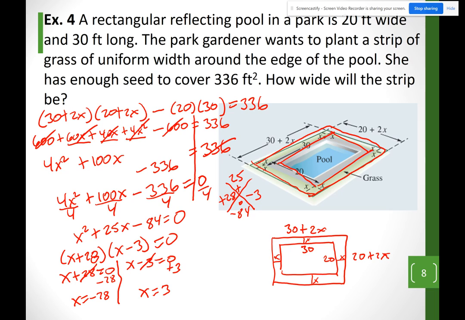When I look at my answers, because my question here is how wide will the strip be? I see x equals negative 28. x being negative? Yeah, that doesn't make sense. So in this case, x equals 3. How wide will the strip be? 3 feet. Right? Simple.